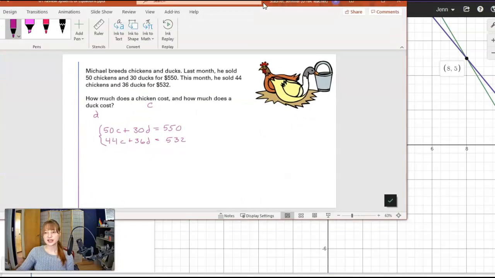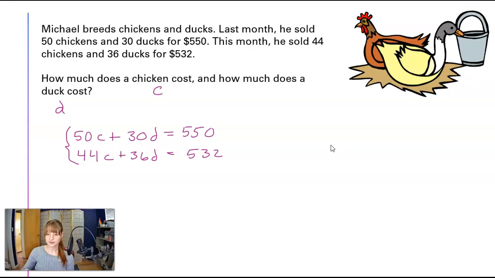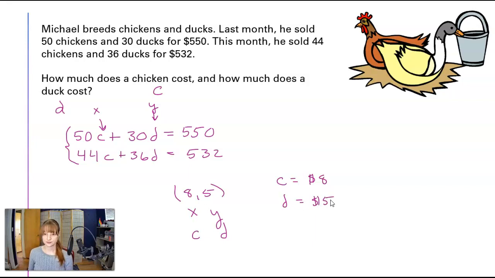So this is the only tricky part of using Desmos, is I have to remember this one was what I said x was, and this one was what I said y was. Remember I said our answer was 8, 5, that's where they intersected. That's x, y, but I used x for c and y for d, which tells us chickens cost $8 and ducks cost $5. So that is how we set up a system of equations and solve it.